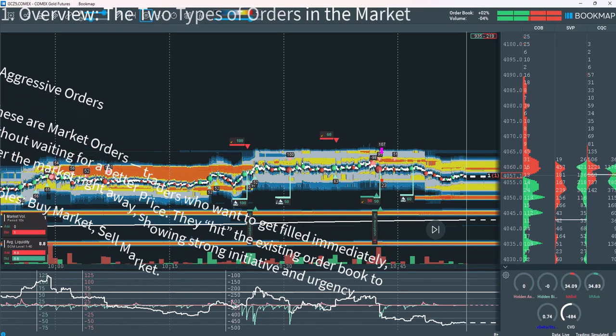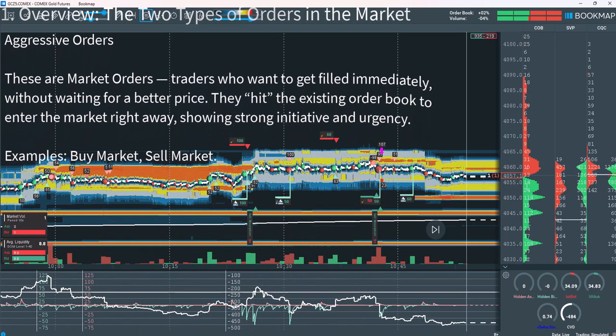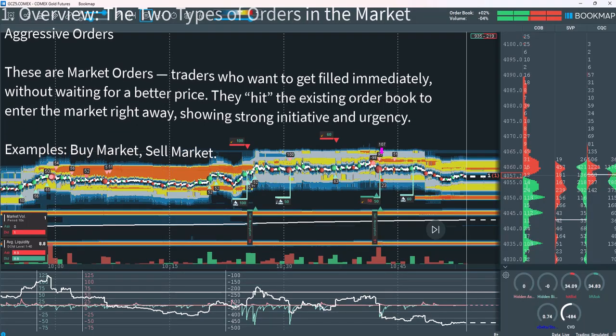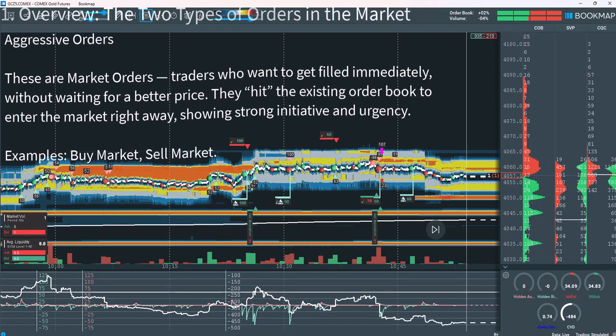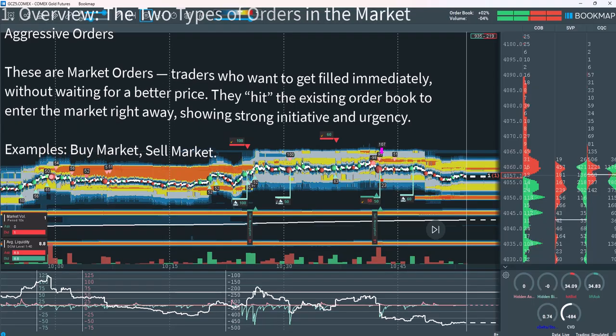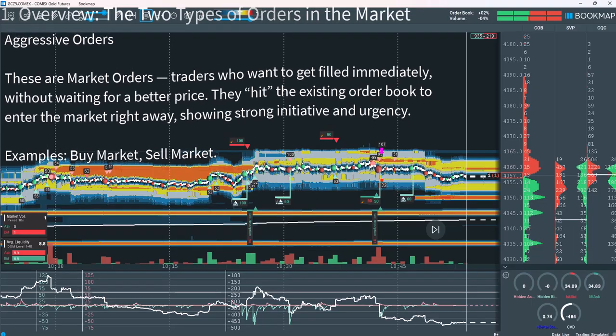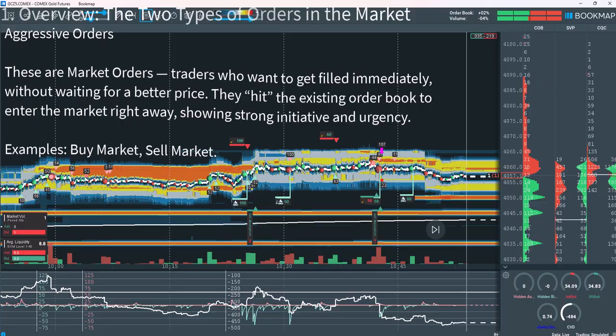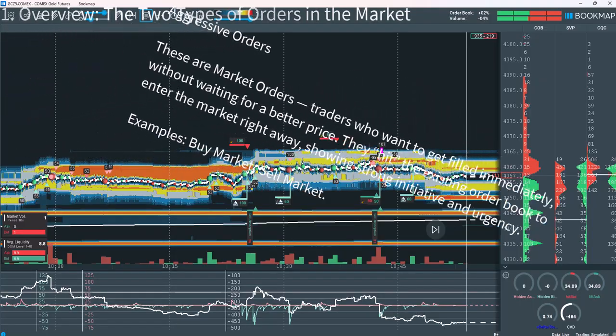Aggressive orders. These are market orders, traders who want to get filled immediately without waiting for a better price. They hit the existing order book to enter the market right away, showing strong initiative and urgency. Examples: buy market, sell market.